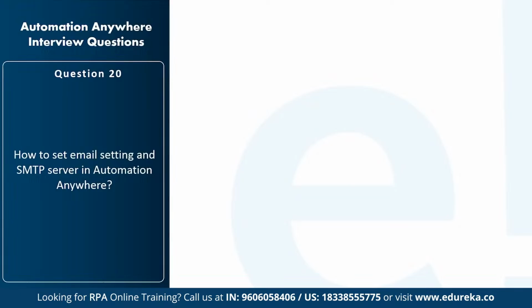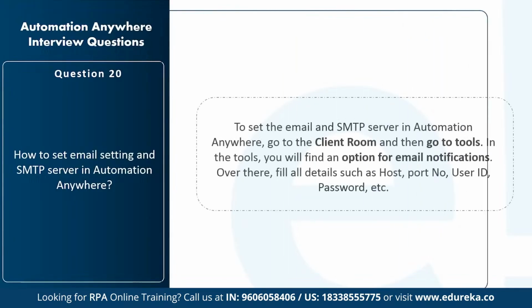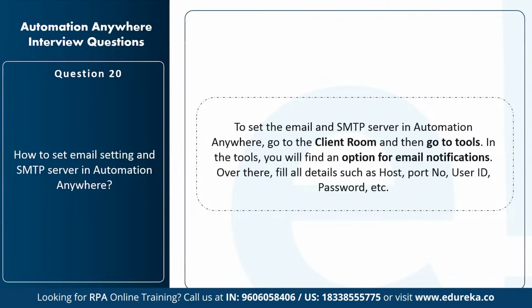Now moving forward with our next question, that is how to set an email setting and SMTP server in Automation Anywhere. Well, to set the email and SMTP server in Automation Anywhere, you have to go to the client room, that is basically your client server, and then go to tools. In the tools, you will find an option of email notifications. Over there, you'll have to fill in the details such as the host name, port number, user ID, and password, and then you'll be all good to do email automation, right? So that's how you can set your details for emails and SMTP server.